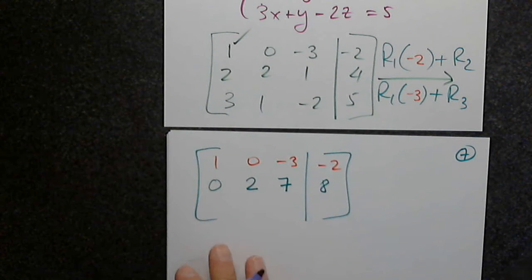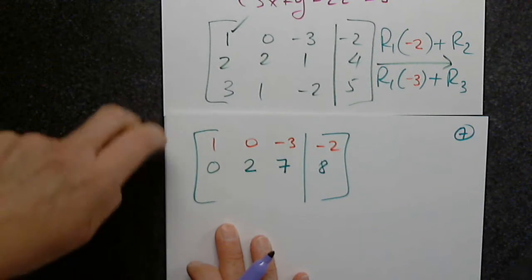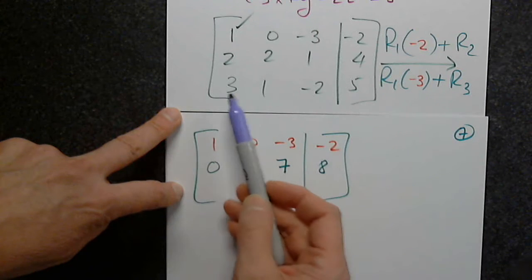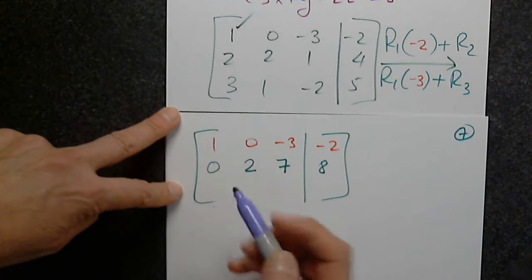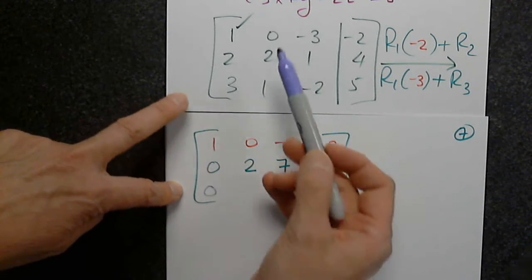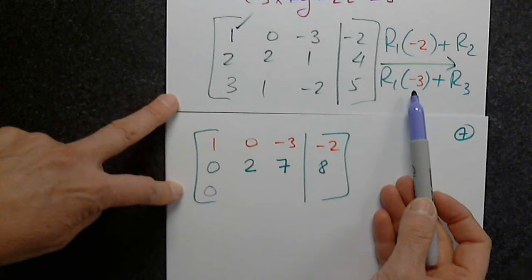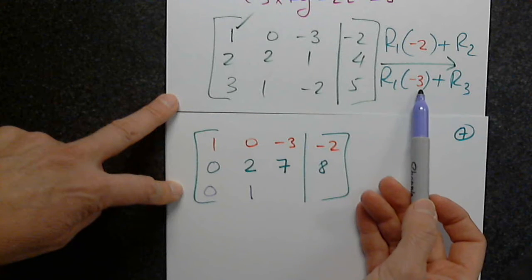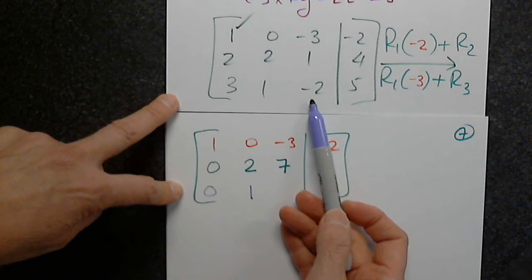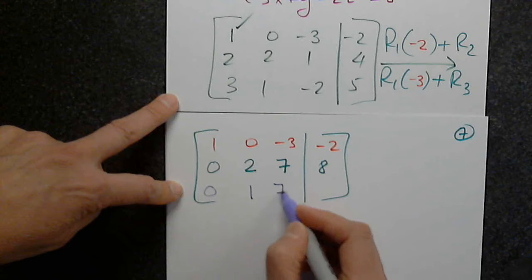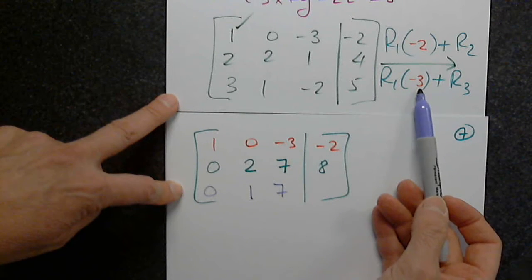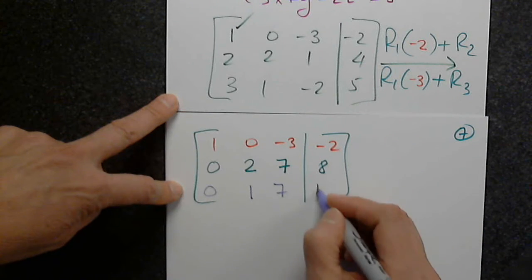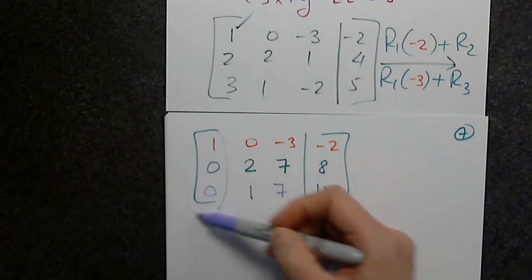And don't say 100 because I'm not going to write 100. So 1 times negative 3 plus 3. Of course. 0 times negative 3, 0 plus 1, 1. Excellent. Negative 3 times negative 3, 9. 9 minus 2, 7. Excellent. Negative 2 times negative 3, 6 plus 5, 11. This is what we accomplished.